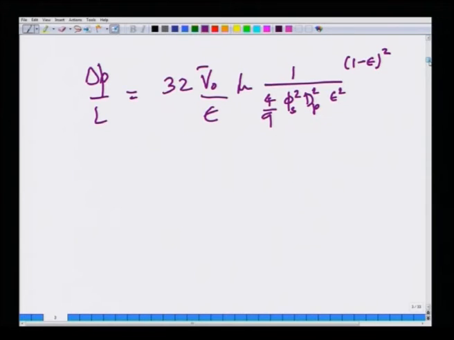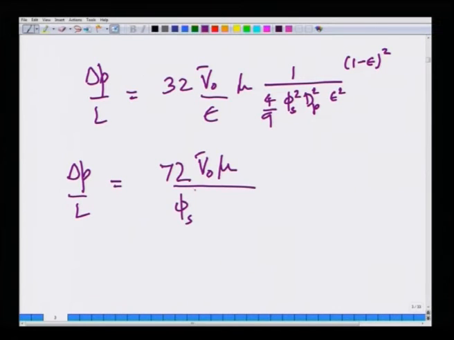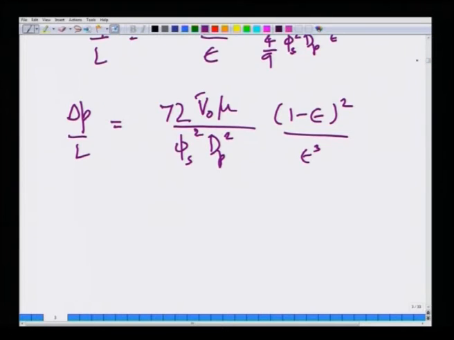So, delta P by L is, if I do the simplification, 72 V naught mu by phi s squared dP squared times 1 minus epsilon squared by epsilon cube. So, this is what we have.